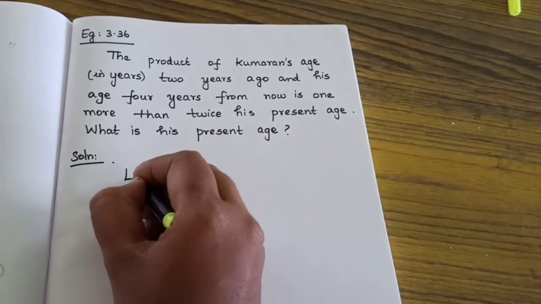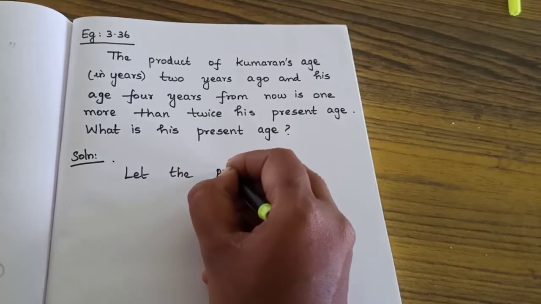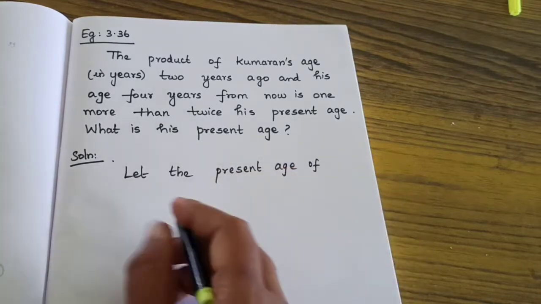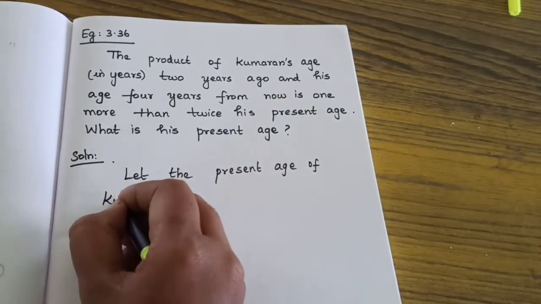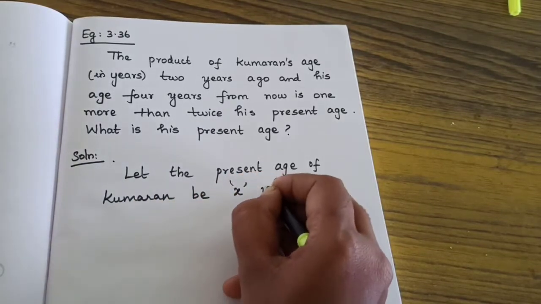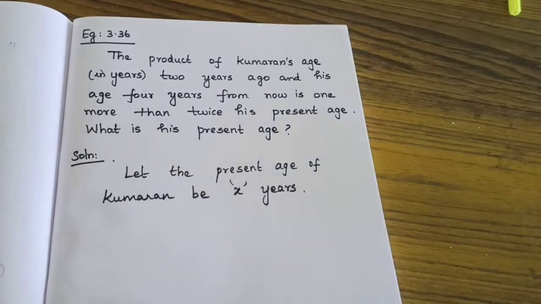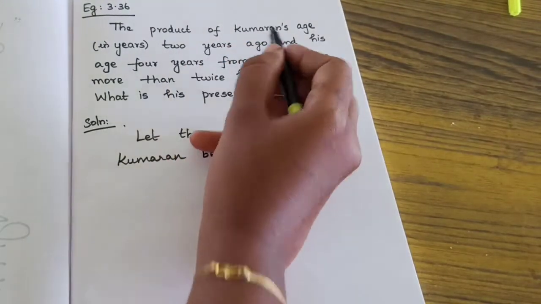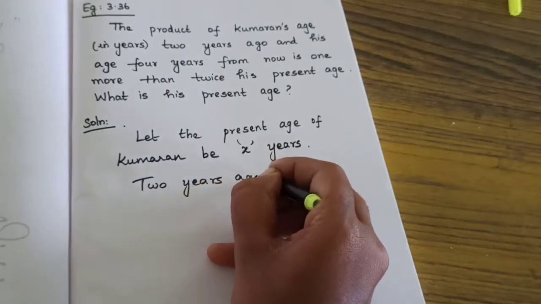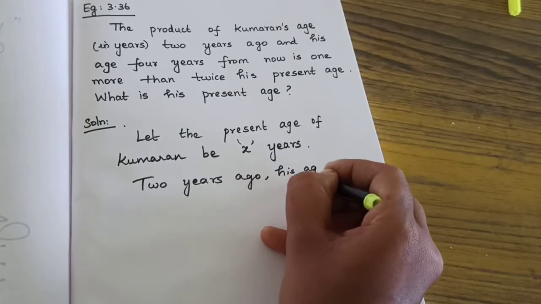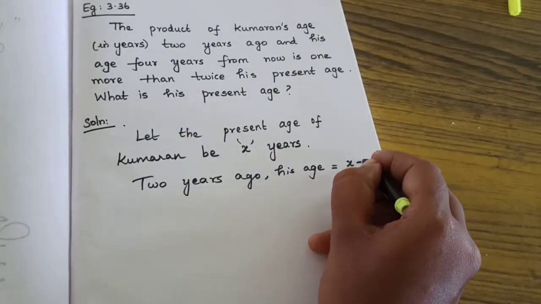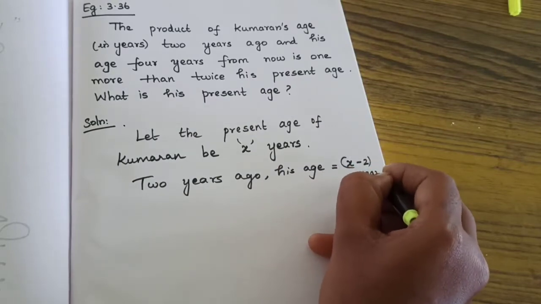So let the present age of Kumaran be, we don't know the present age of Kumaran. So we can take it, let the present age of Kumaran be, we don't know, correct? So x years. Got it? Then 2 years ago, his age. What is his age 2 years ago? 2 years before, what is his age? X minus 2 years. We need to subtract 2 years.